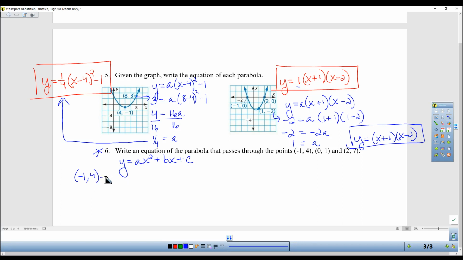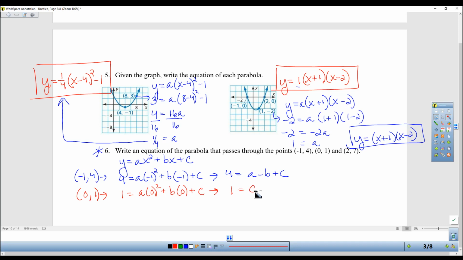(-1, 4) would look like this. 4 is equal to a times (-1) squared plus b times (-1) plus c. And then that simplifies to 4 is equal to a minus b plus c. At some point, you're going to see where I'm going with this. 1 is equal to a times 0 squared plus b times 0 plus c, which simplifies to 1 is equal to c.